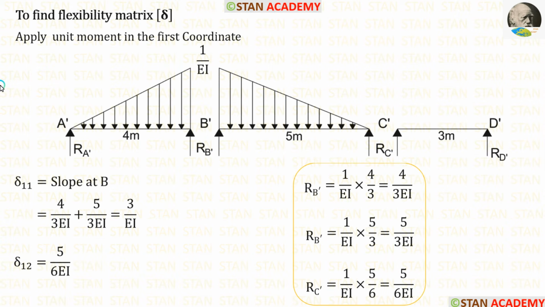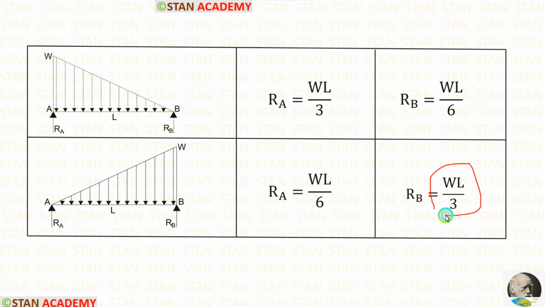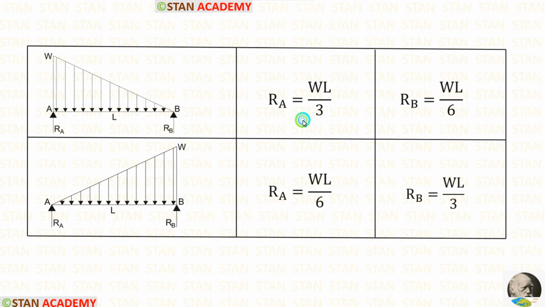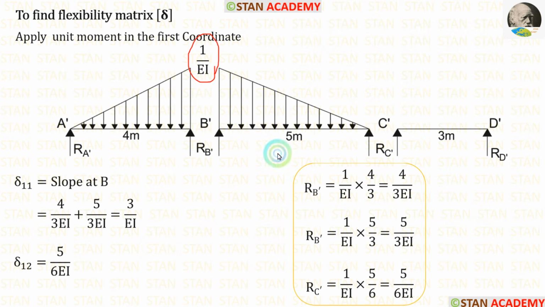First, let us calculate the first row in the flexibility matrix. Using the formula, let us calculate RB dash in the beam A dash B dash. The formula is WL upon 3. Here W is 1 upon EI, L is 4. When we apply inside the formula, we are getting 4 upon 3 EI. Now, using the formula, let us calculate RB dash in the beam B dash C dash. The formula is WL upon 3. Here W is 1 upon EI, L is 5 meter. When we apply inside the formula, we are getting 5 upon 3 EI.